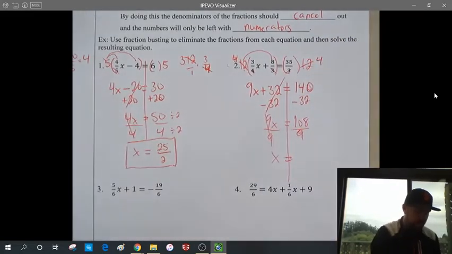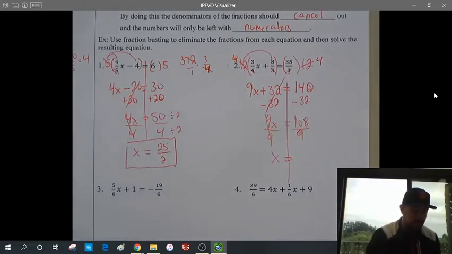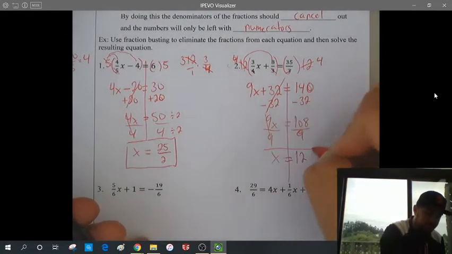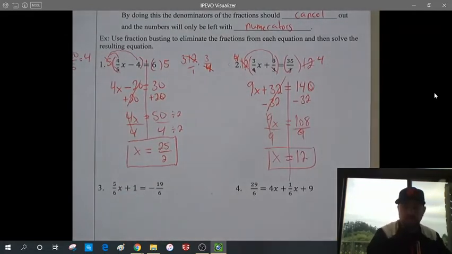Okay, so subtract the 32 first to move that constant over. Divide by 9 now. And for this one, we get that x is equal to 12.